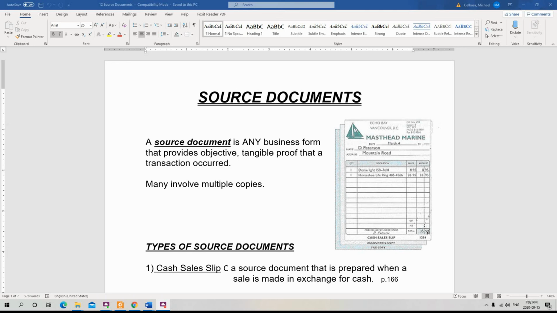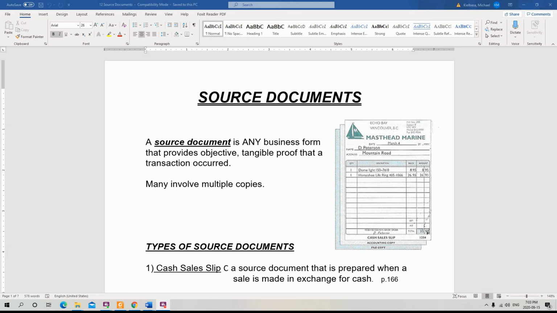Now, basically, a source document is any form that provides objective, tangible proof that a transaction occurred. Objective means without opinion, okay? So the actual form, there's no opinion, that's exactly what happened. And tangible means you can actually touch it, okay? So it's any form that provides objective, tangible proof that a transaction happened. So it should be dated and signed, okay, and provide the details of the transaction.